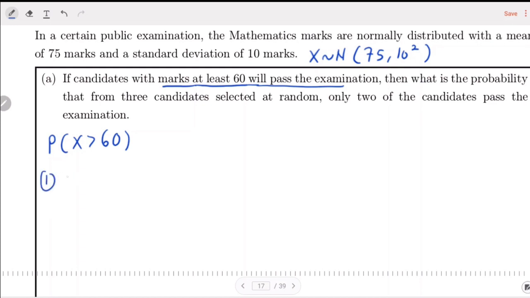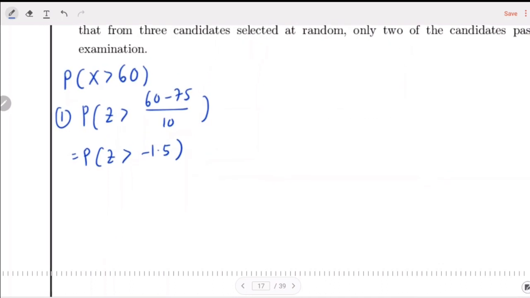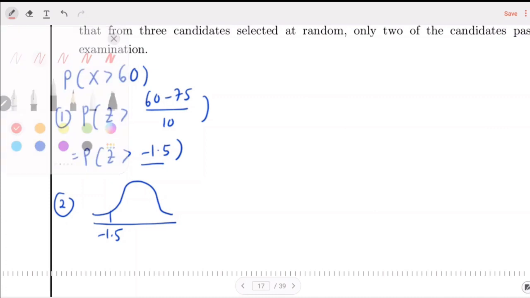As usual, the first step is to standardize. Put it over sigma. Calculate, maximum 2 decimal places. Negative 1.5. Second step, bell shape. Since our Z is negative, on the left, Z greater than, the shaded region goes to the right.